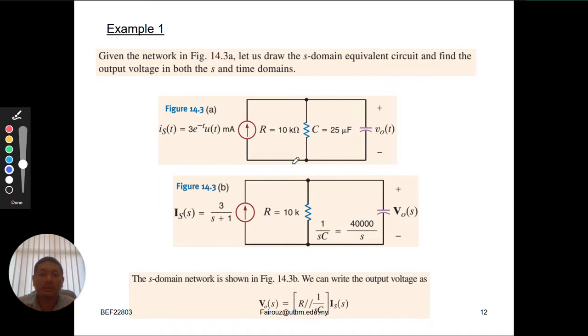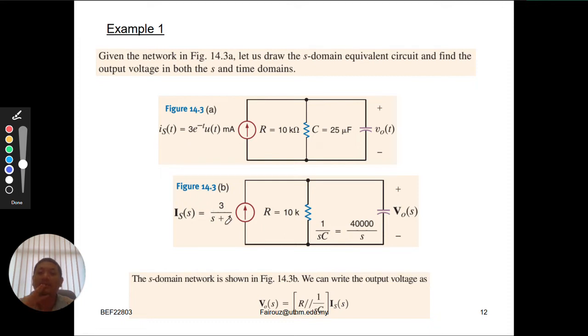So the current source is still the same. I is still I. However, i(t) is now I(s). And what is I(s)? You have to use a Laplace transformation table. You have to do the Laplace transformation of 3e to the negative t, right? Transform this into S domain, which is 3 over S plus 1.